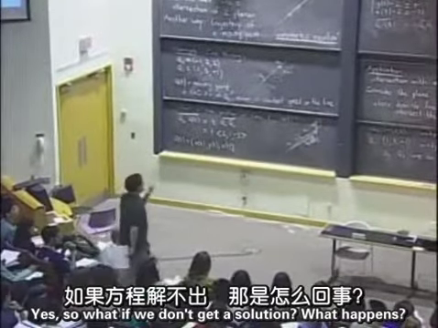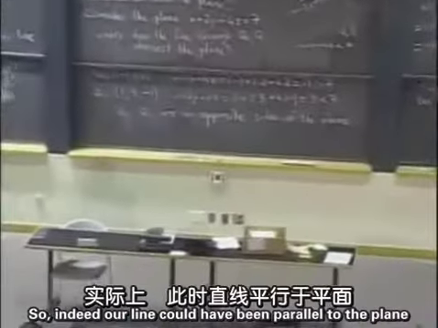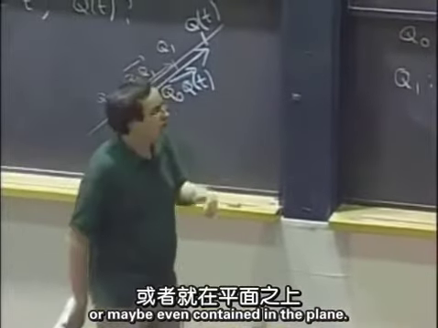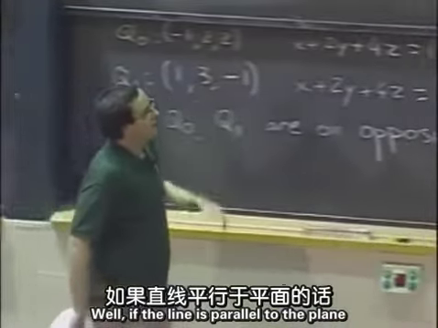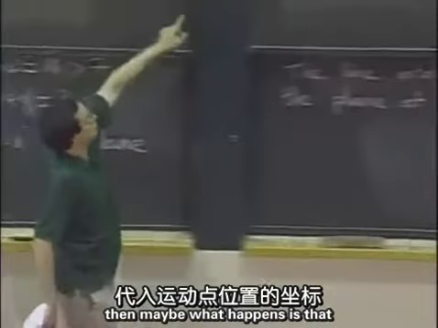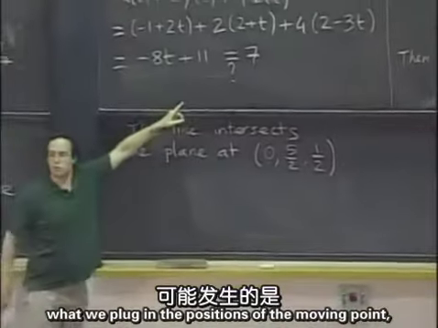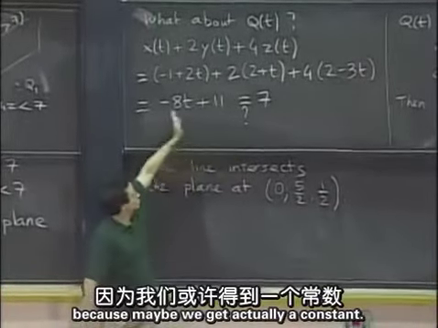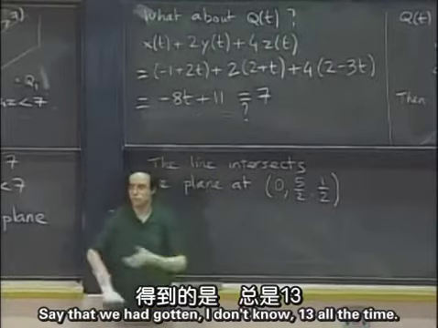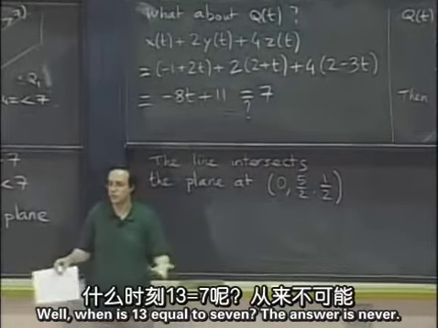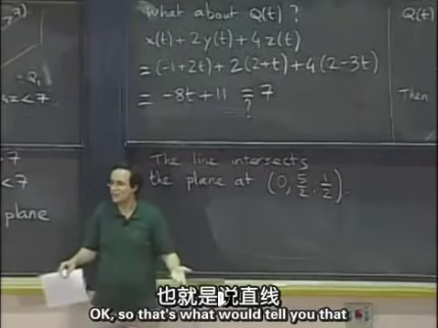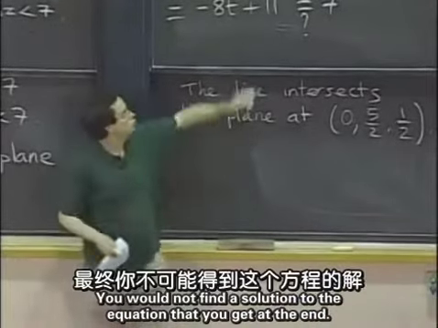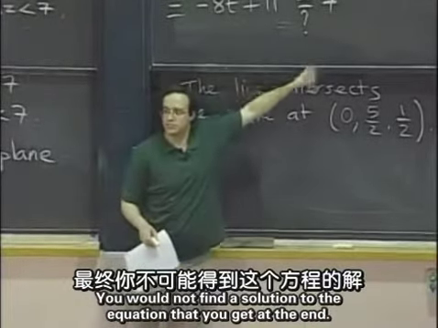Yes, so what if we don't get a solution? What happens? Indeed, our line could have been parallel to the plane, or maybe even contained in the plane. If a line is parallel to the plane, then when we plug in the positions of a moving point, we get something that never equals 7, because maybe we get a constant. Say we had gotten 13 all the time. Well, 13 equal to 7 is never. So that's what would tell you that the line is parallel to the plane. You would not find a solution to the equation that you get at the end.